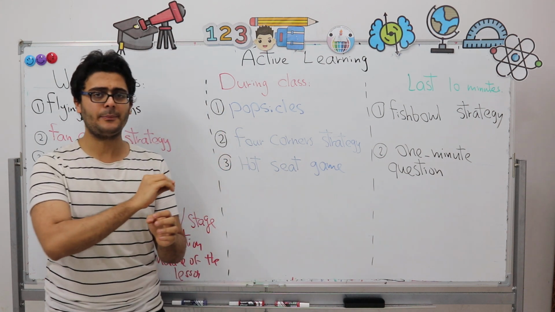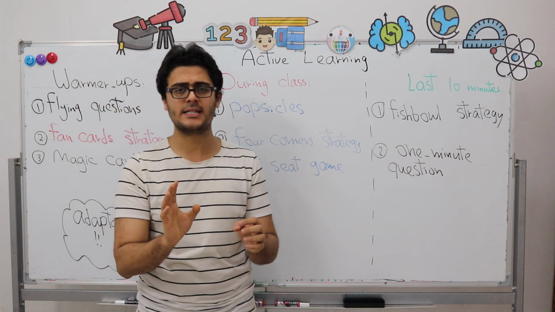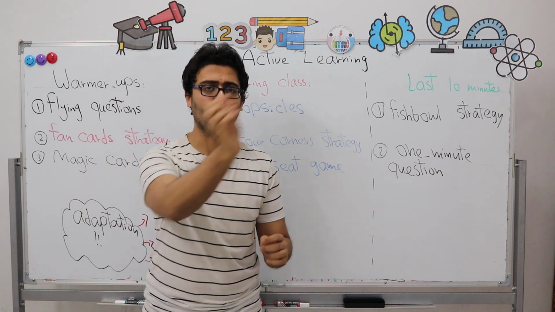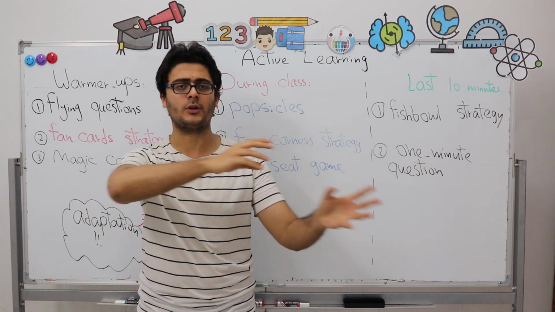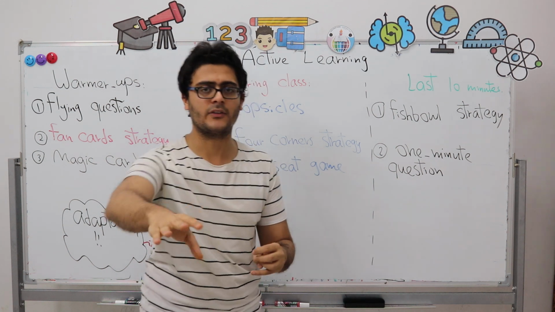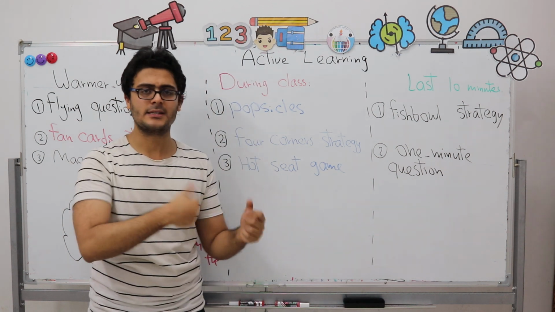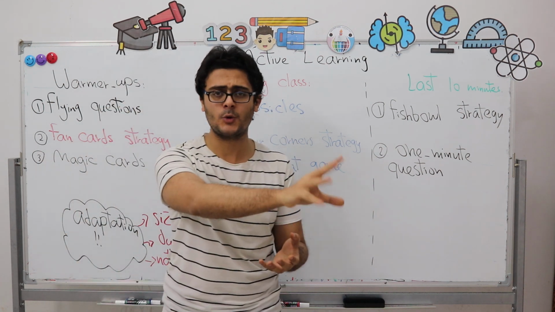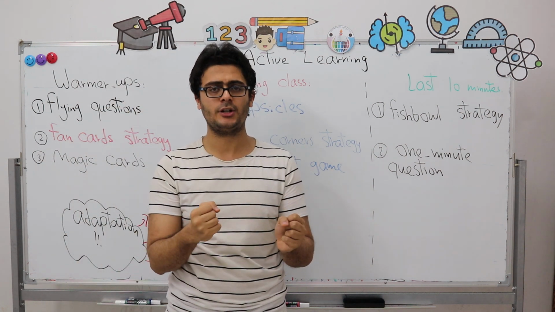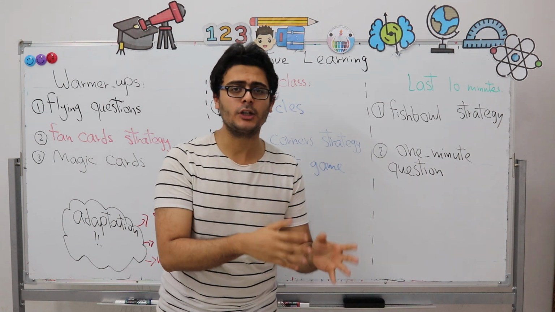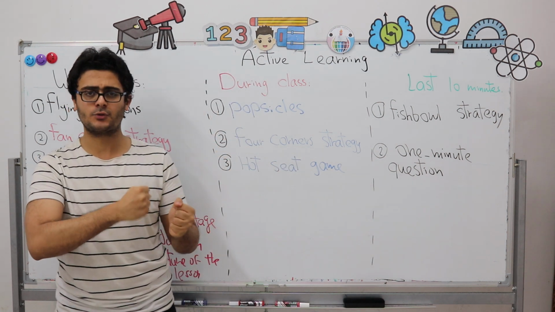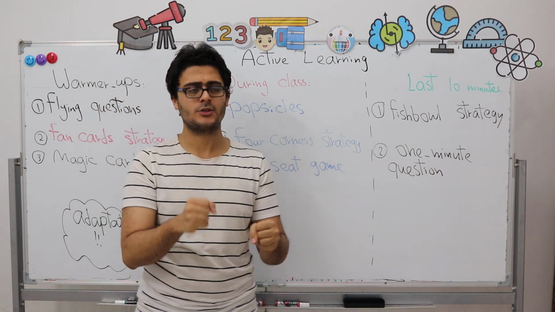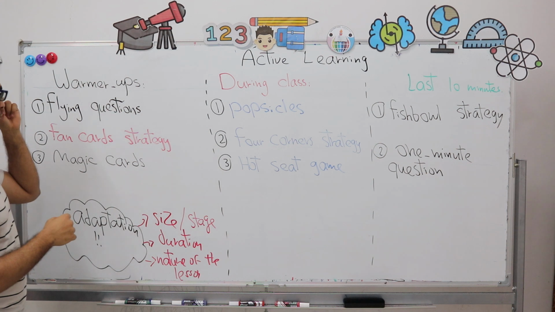Once he starts clapping, you will hand this folded paper to a student, who in turn will pass it to another student, and another one, and the clapping is constant. Once he stops clapping, the one who has the question needs to answer it. And by so doing, you engage the hyperactive student and you engage more students during the class. So this is number one, the flying question strategy.